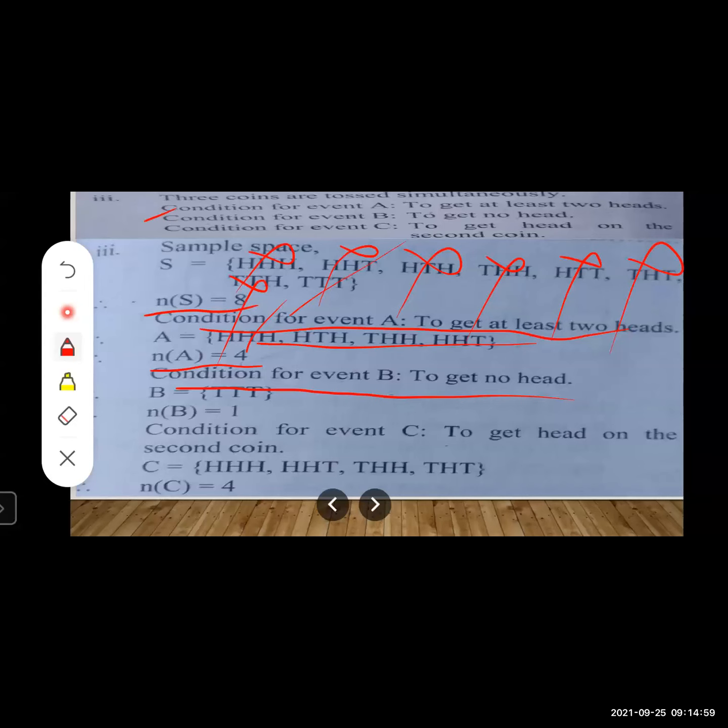So what are we taking? We don't want head, we want tail only. So we are taking tail, tail, tail. Yes, students. So what is our favorable outcome? Tail, tail, tail. So how many sample points are there for the event B? Only one. So n(B) is equal to 1. Okay, students. Now let us move to the last condition.